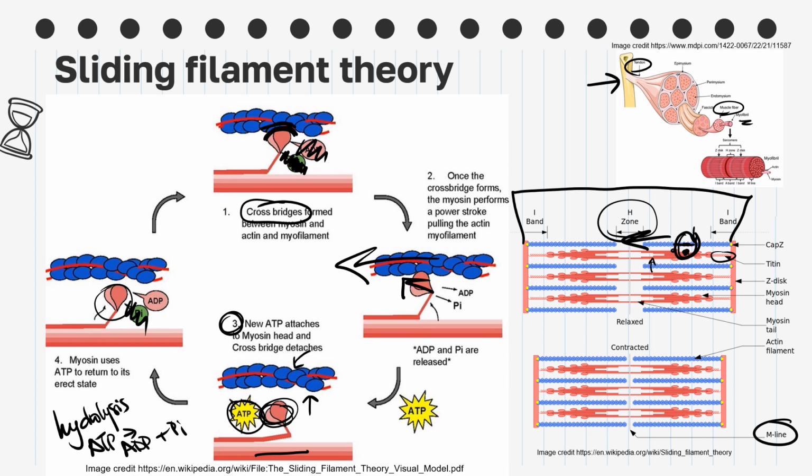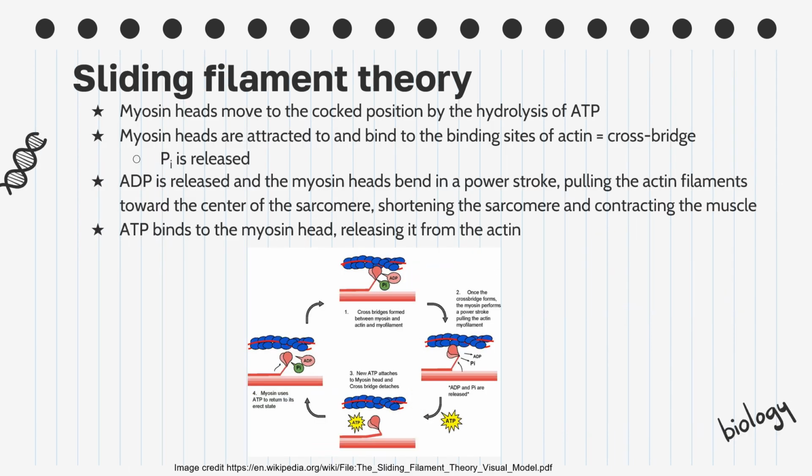Feeling good? The next slide has the same stuff in just words, so hold on just 1 second if you're like, better? Okay, so here again in words, our myosin heads move into the cocked position when ATP turns into ADP and inorganic phosphate. That gets that myosin head ready to stick to the actin filament's binding site.